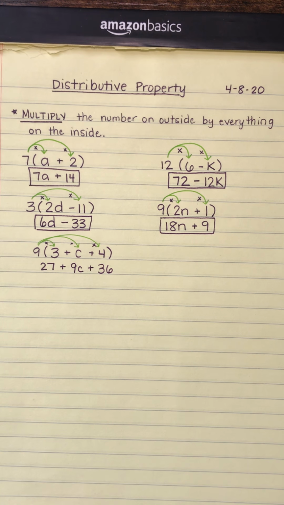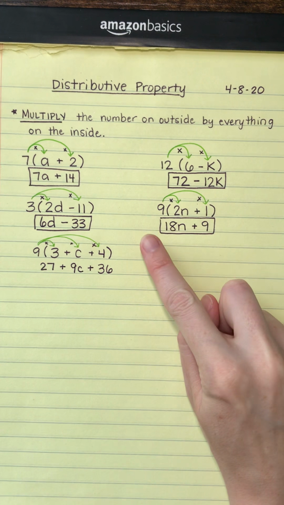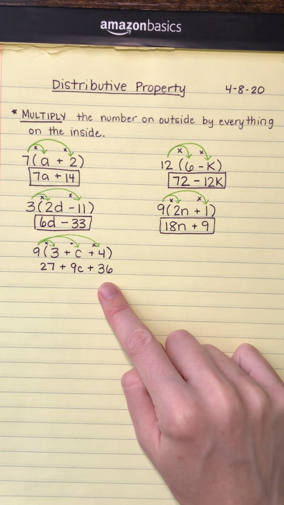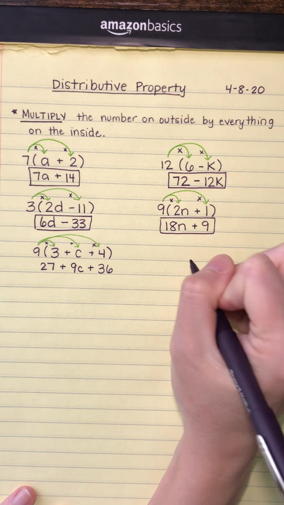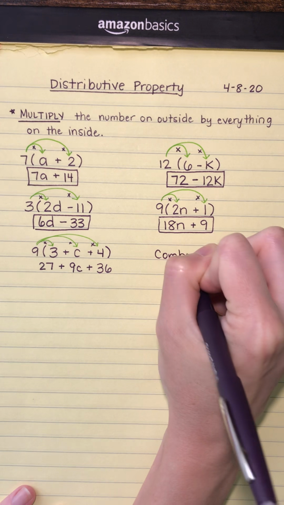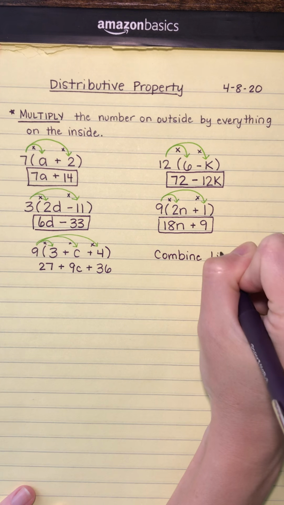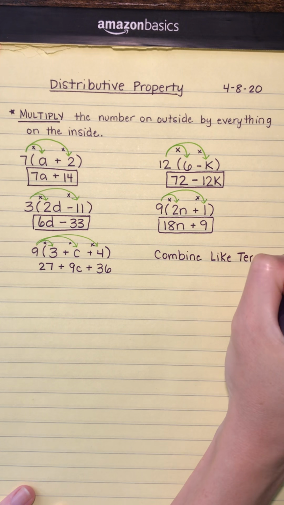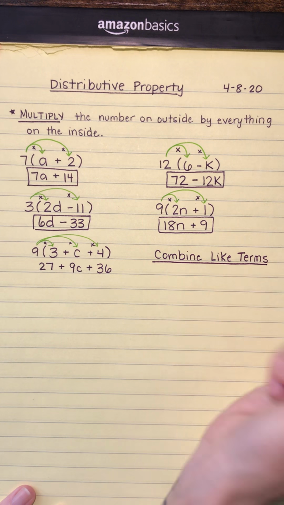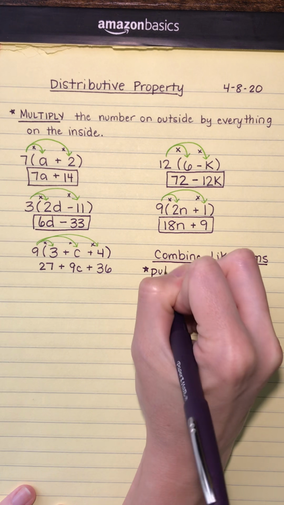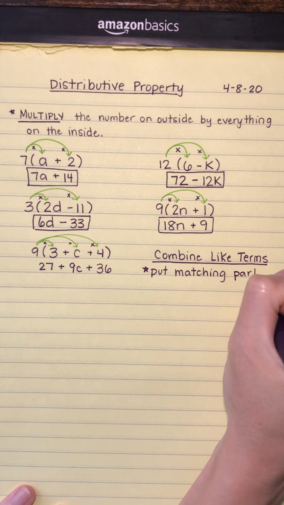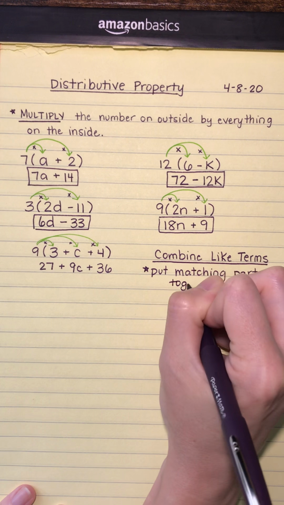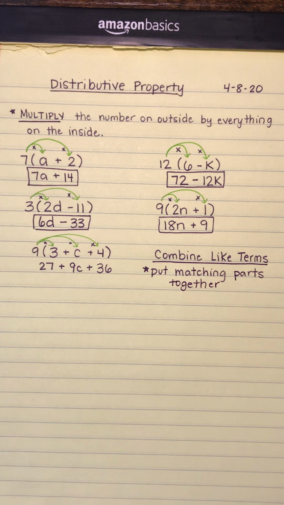All right, now this problem is different because unlike the other ones, this is not actually my final answer. And the reason it's not my final answer yet is because of something called like terms. We need to combine like terms, which means put things together that look the same. So combining like terms specifically means that I'm going to put matching parts together. Now, matching parts, what I mean by that is if there are 2 separate parts that both have the same letter, I'm going to put those together.